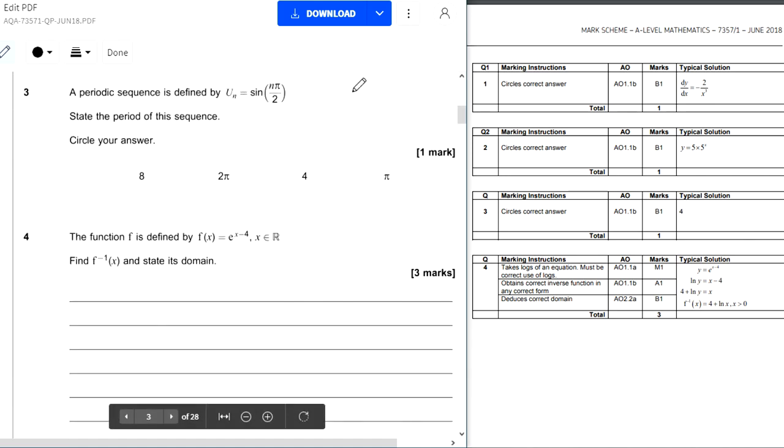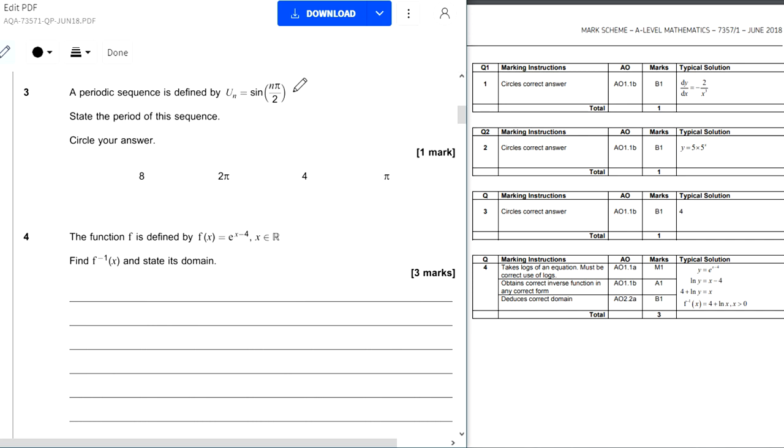Okay, question 3. A periodic sequence is defined by u_n is sine(pi n over 2). State the period of the sequence. Okay, so a period, if for some reason you don't know what that is, is how long until it repeats. A very inefficient way you could do this is by plugging in different values of n until you get the same value, and then finding how many terms you have there.